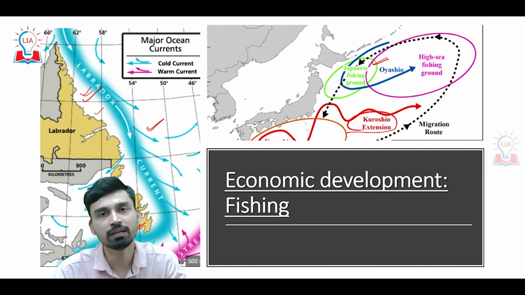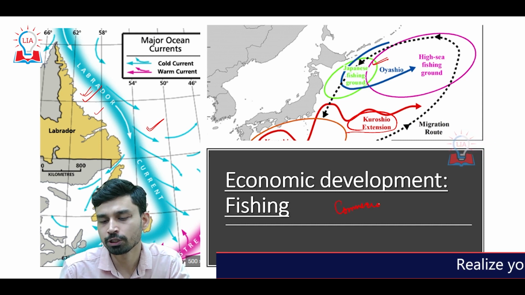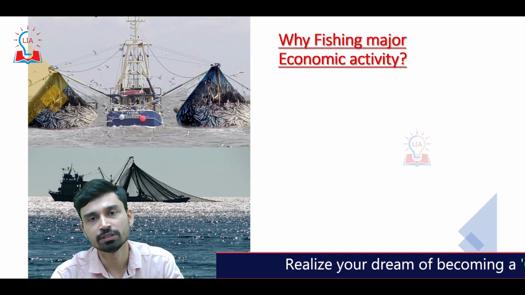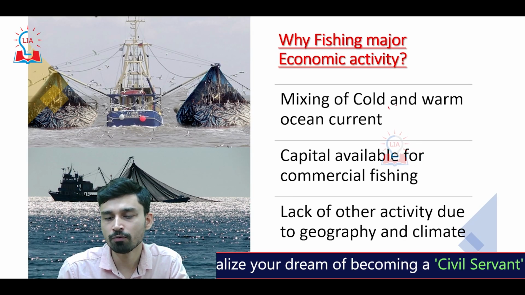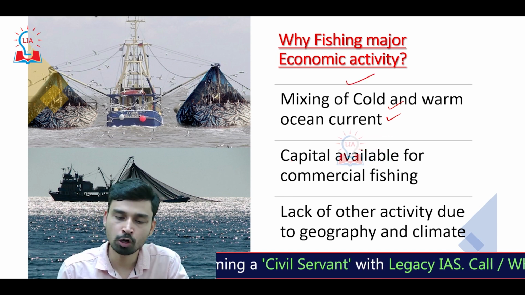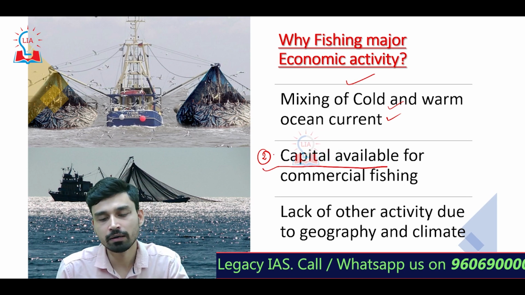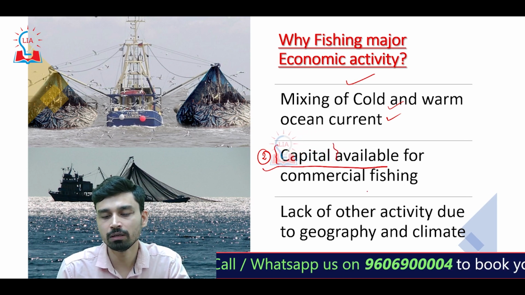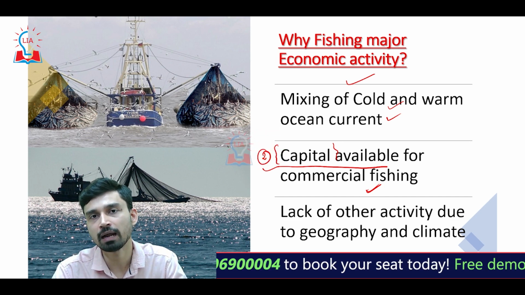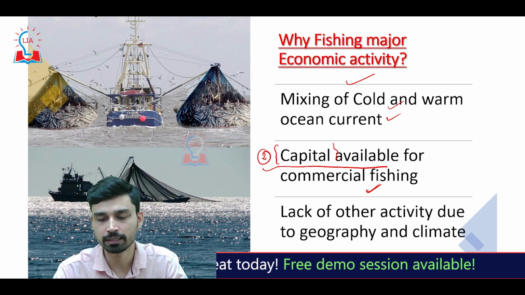So if fish density is very high, obviously we can expect the development of commercial fishing, which is one of the other important economic activities of this region. Due to the mixing of cold and warm ocean currents, we have the development of fishing as a major economic activity. Not only that, since both Japan and Canada are rich, developed countries, there is no dearth of capital available for commercial fishing activities, and that is why commercial trawling is done by large enterprises in the coastal regions and territorial waters of Japan and North America.